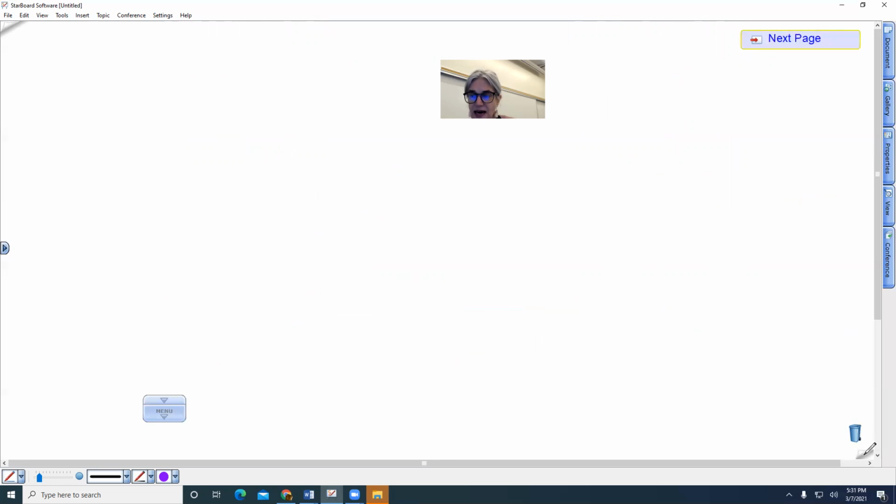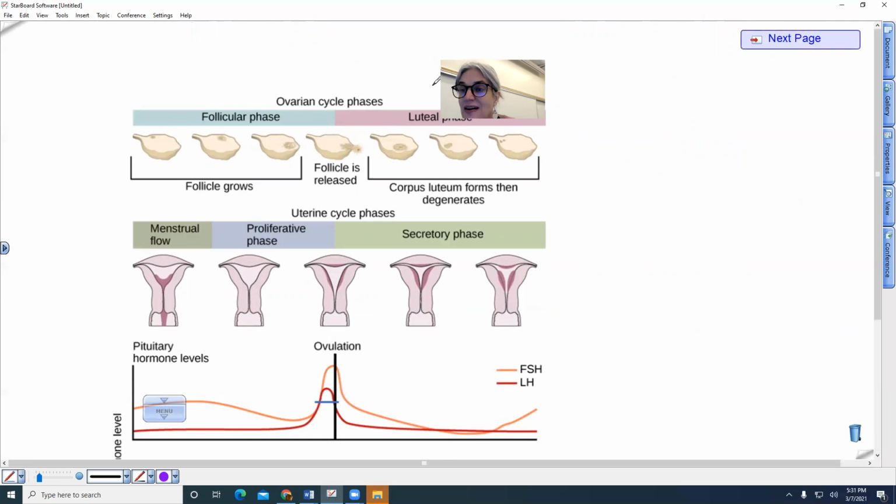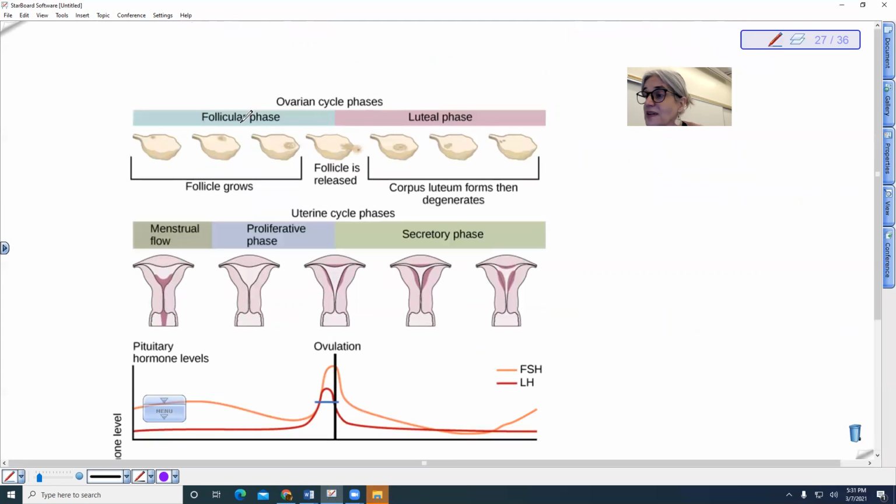So in your book, they have a diagram. This is the ovarian phases. You need to know that the follicular and the luteal phases are ovarian. The follicle that is released is the oocyte, right? The follicular phase corresponds to the proliferative phase. Here we're showing the endometrium becoming thick. The luteal phase causes the secretory phase, right? And then if the corpus luteum degenerates, you have a shedding off of the lining of the uterus, which is referred to as the menstrual phase.